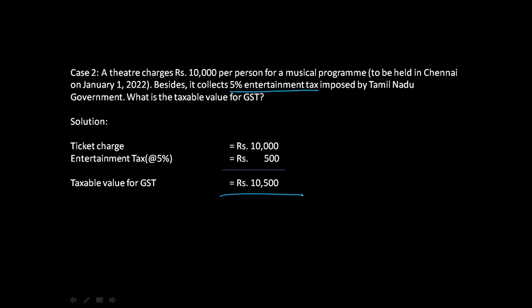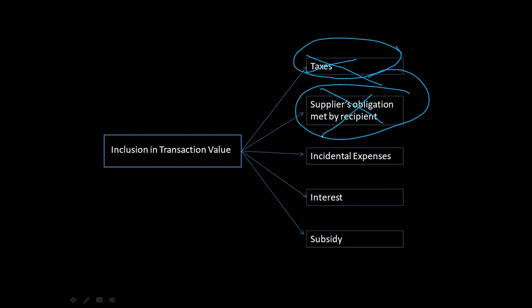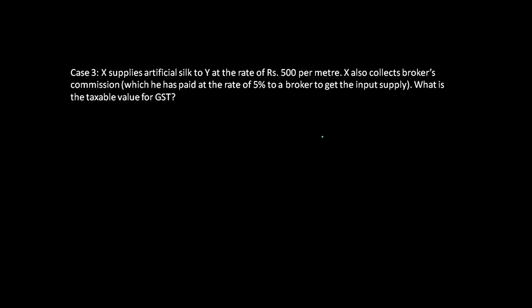Let us move ahead. Now, which case did we discuss over here? Of course, the case 1, taxes. We discussed about this. So this is done. This has been done. 3 more left. Case 3. X supplies artificial silk to Y at the rate of rupees 500 per meter. Okay. What is the product? It's artificial silk. What is the charge? Rupees 500 per meter. Who is supplying to whom? X is supplying to Y.